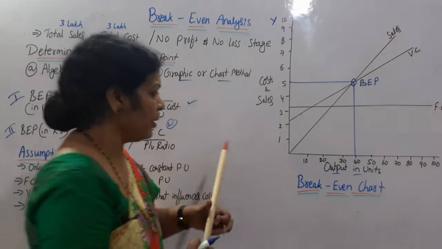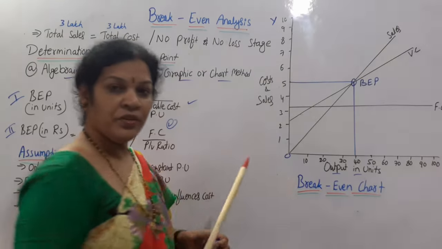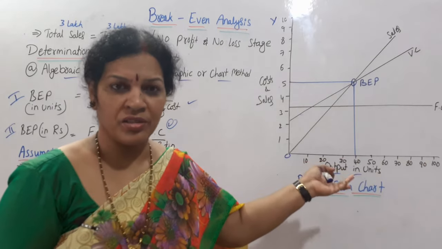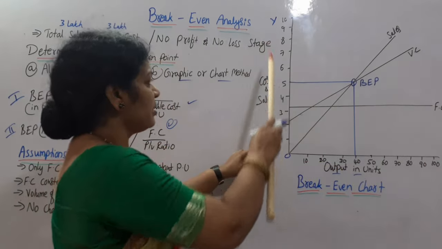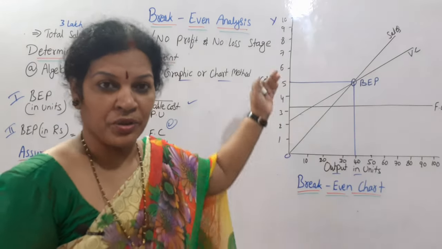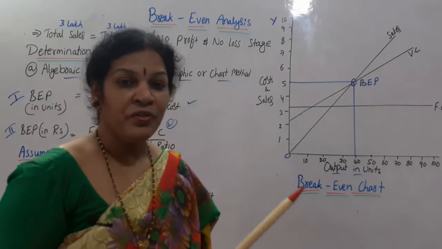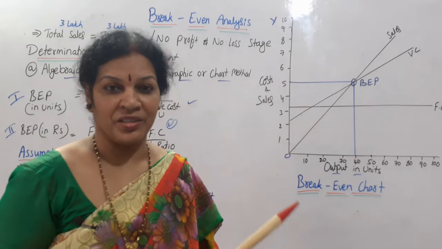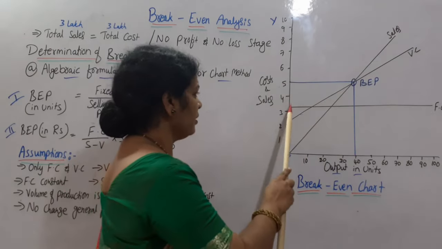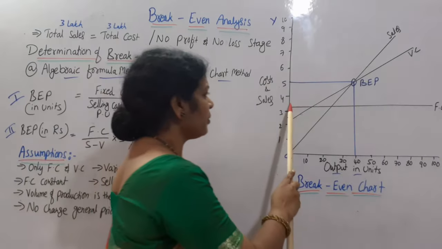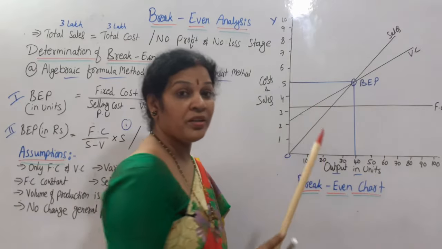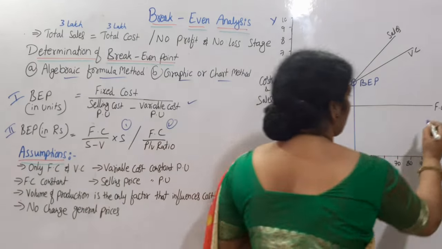Now at the zero point, assume our output is in 10, 20, like that, thousands or lakhs, and the sales also, say 1 crore, 2 crores or 1 lakh, as you can assume. Now, fixed cost is always constant. Suppose fixed cost is, say, 3.2. So I have drawn one line; fixed cost is the same, no change at all. So this will always be a horizontal line, which is the fixed cost.